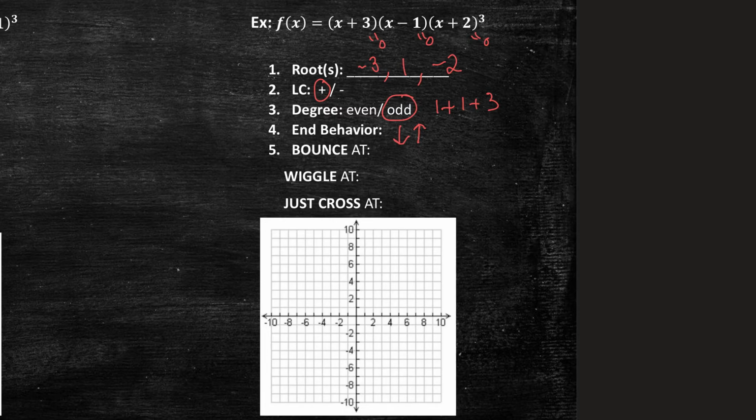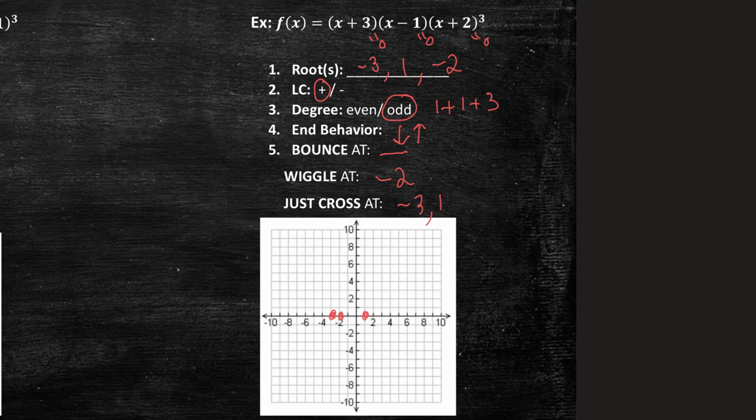Bounce is anything that has a power of 2. We don't have anything that has a power of 2, so that has nothing there. Wiggle is going to be a power of 3, and so the root at negative 2 has a power of 3. And it's just going to cross at those others that have a power of 1. So negative 3 is going to be a cross, and positive 1 is going to be a cross. So go ahead and graph those intercepts. So we have negative 3, we have 1, and then we have negative 2.